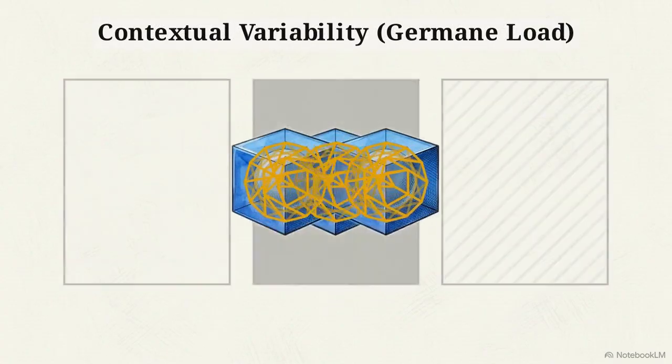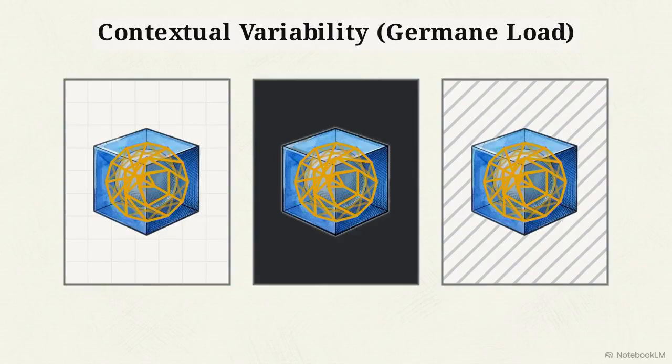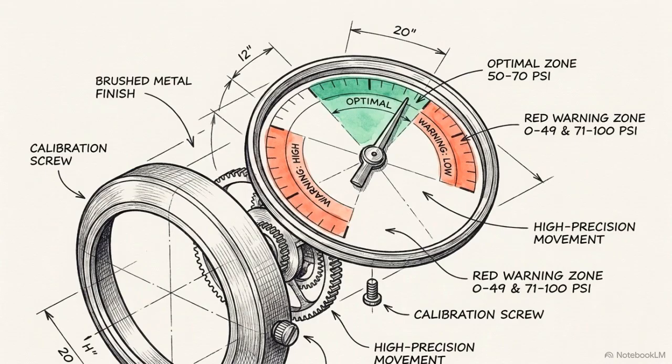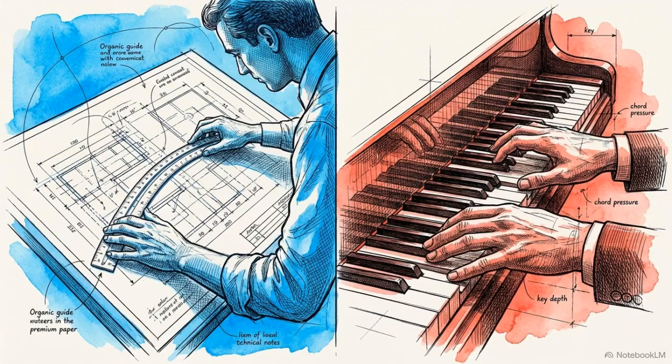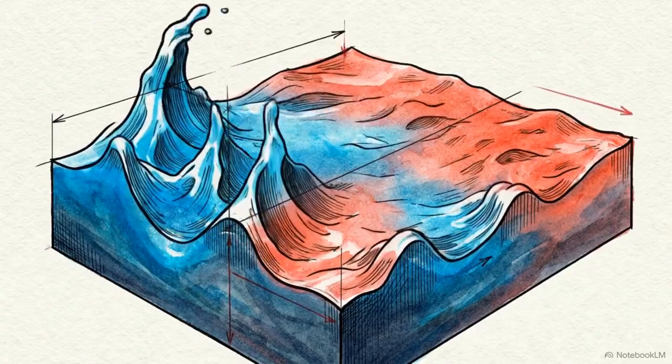Germane load is the productive cognitive effort required to construct mental schemas. 4CID maximizes this productive effort by intentionally injecting high contextual variability into the task classes. The model operates like a precise cognitive thermostat, keeping total mental load under the biological limit while funneling energy into schema creation. A complex professional skill is split into two distinct categories of action.